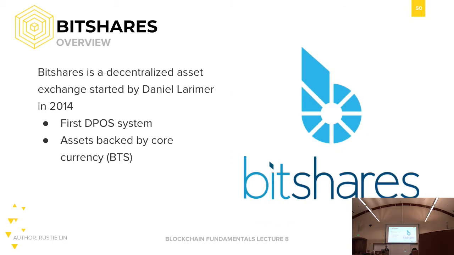And so the first DPoS system was actually called BitShares. It's a decentralized exchange platform that was started by this guy named Daniel Larimer in 2014. And it uses this idea that the digital assets in BitShares, all these assets, are backed by its core currency called BTS. I'm not going to go into too much detail, but this is the first DPoS system that was, I guess, used or proposed, and I think it's kind of interesting.